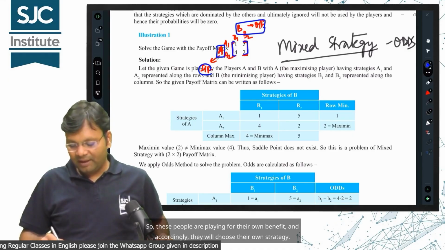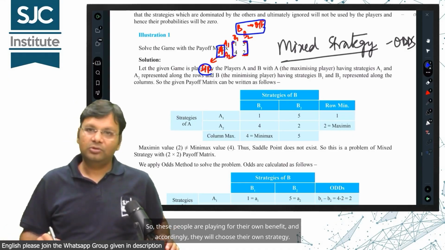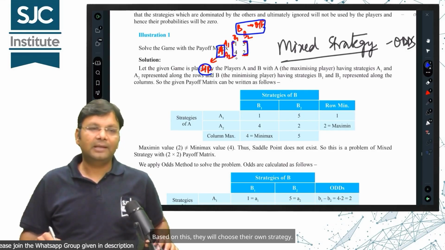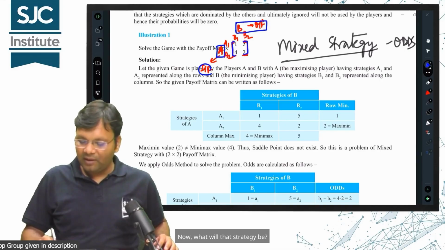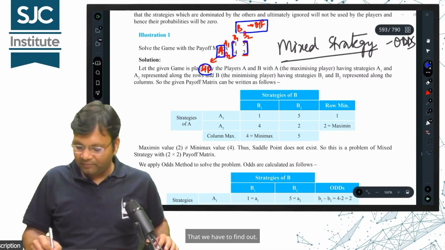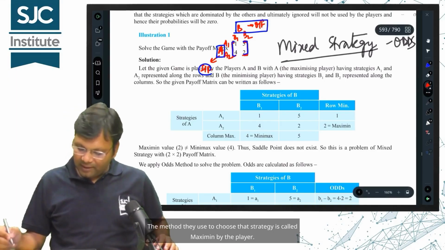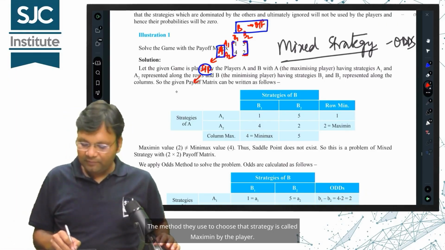So, these people are playing for their own benefit, and accordingly, they will choose their own strategy. Based on this, they will choose their own strategy. Now, what will that strategy be? That we have to find out. The method they use to choose that strategy is called maximin by the player.